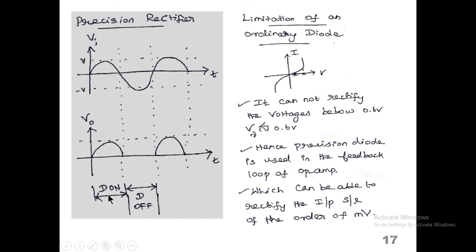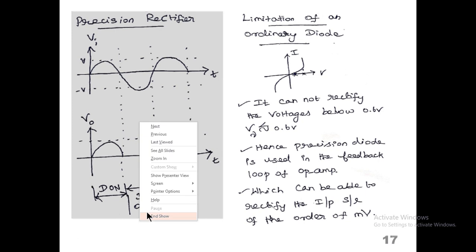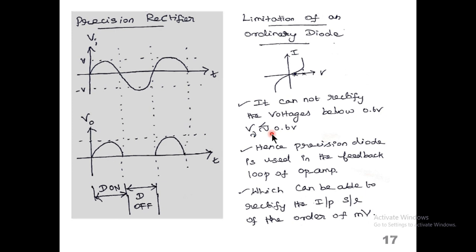When the diode is in the on condition, the same output will be there. When the diode is in the off condition, there is no output. The limitation of an ordinary diode is that it cannot rectify voltages below 0.6 volt. That is, the cut-in voltage is approximately less than or equal to 0.6 volt. Hence, the precision rectifier is used in the feedback loop of the op-amp, which can rectify input signals of the order of millivolts.